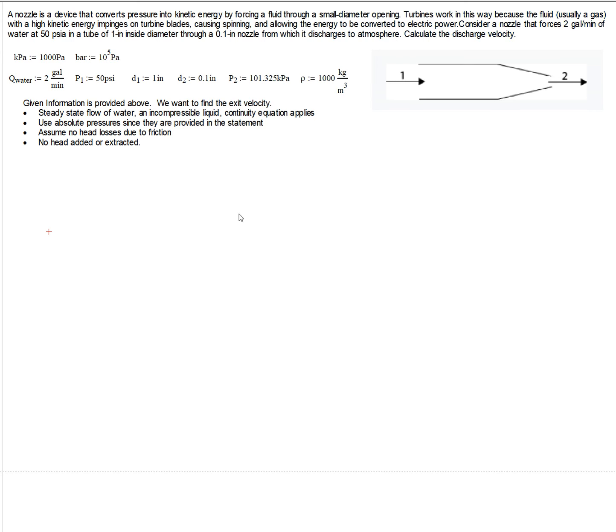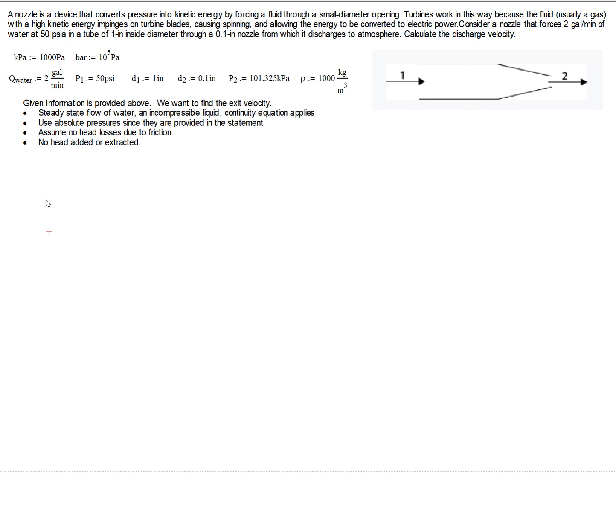So anyway, we've got our given information. We've got a volumetric flow rate of water at 2 gallons per minute. We're told what the pressures are. We're going to keep everything in absolute pressure. And so P1 is 50 psi, P2 is atmospheric pressure, and again I'm kind of mixing and matching my units here just for convenience because I happen to know these numbers. We're given our diameters, and of course we're going to assume that water is incompressible with a nominal density of 1,000 kilograms per meter cube. So we want to find the exit velocity.